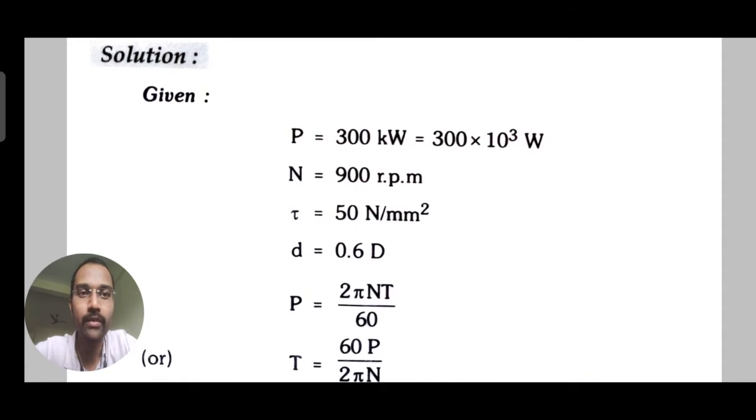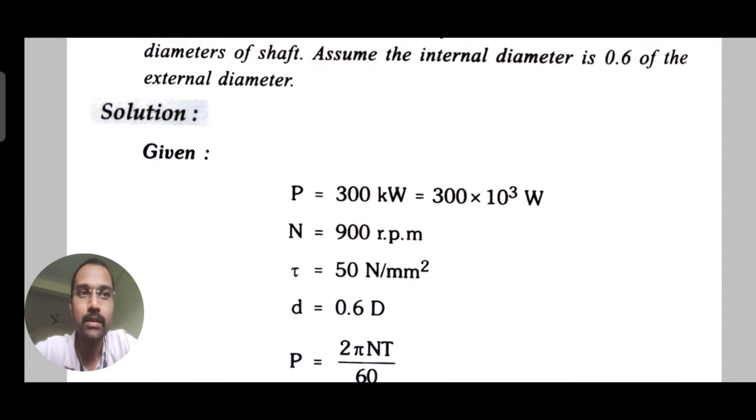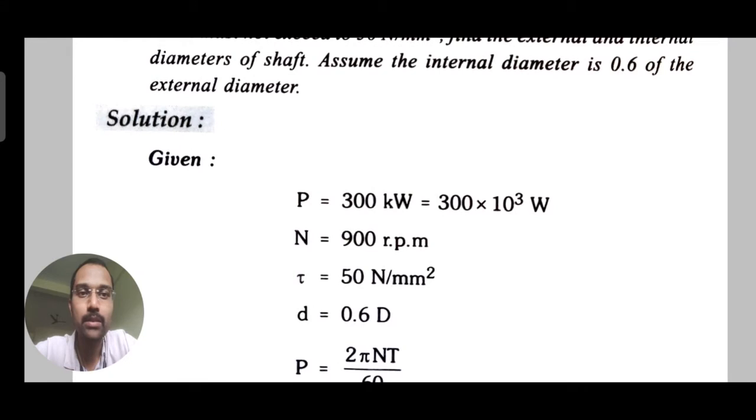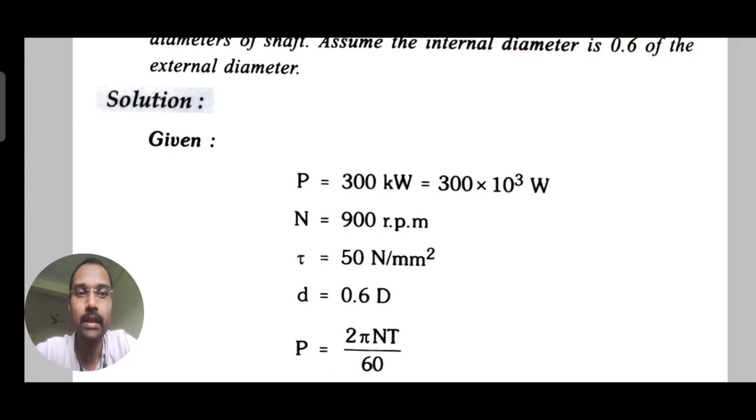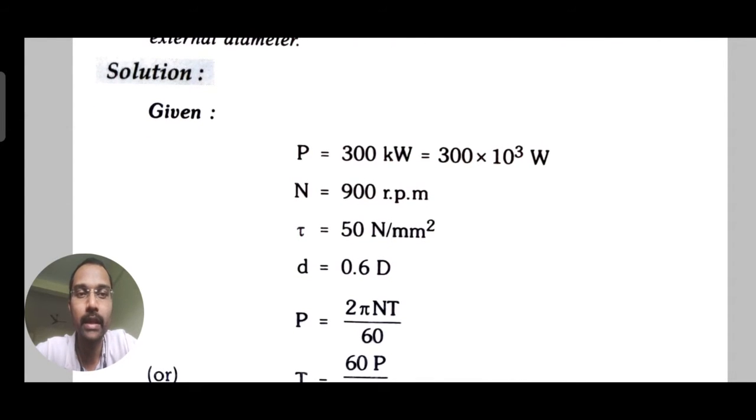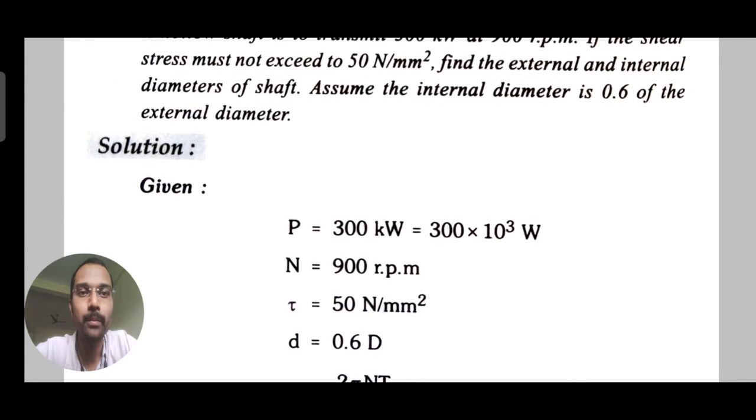So all these are the given data. Internal diameter, that is small d, is 0.6 of the external diameter, that is 0.6 times the outer diameter. So small d is always less than the external diameter, and that relation will be written like this: d equal to 0.6 times capital D, which is given in the problem.